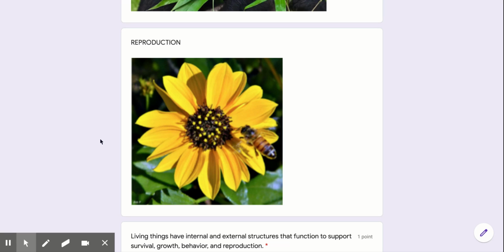Reproduction. All living things, in order to survive as a species, need to learn to reproduce, or make copies of themselves.